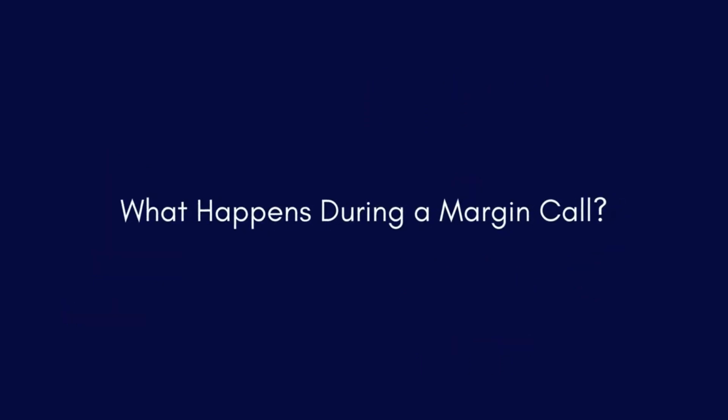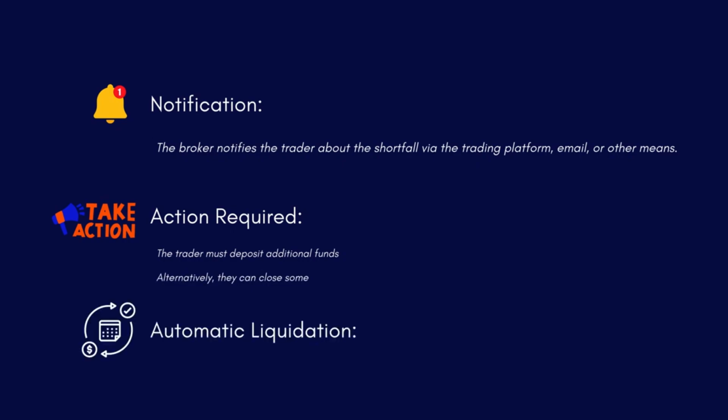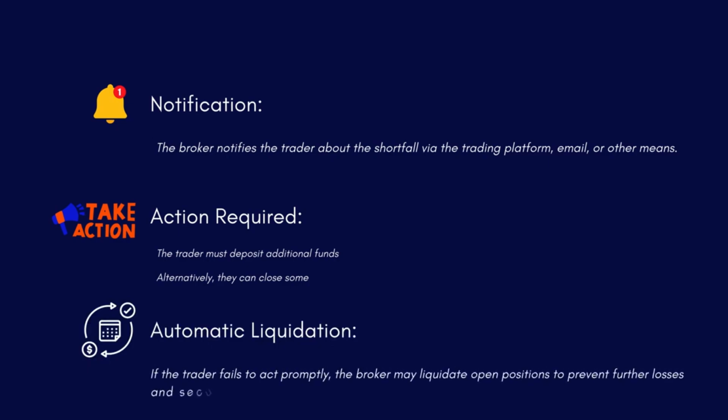What happens during a margin call? Notification. The broker notifies the trader about the shortfall via the trading platform, email, or other means. Action required. The trader must deposit additional funds to bring the account equity back above the required margin level. Alternatively, they can close some or all positions to reduce margin usage. Automatic liquidation. If the trader fails to act promptly, the broker may liquidate open positions to prevent further losses and secure the required margin.